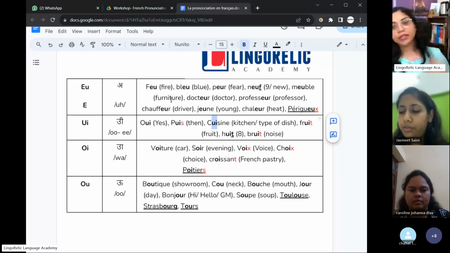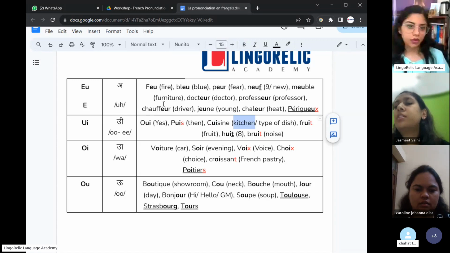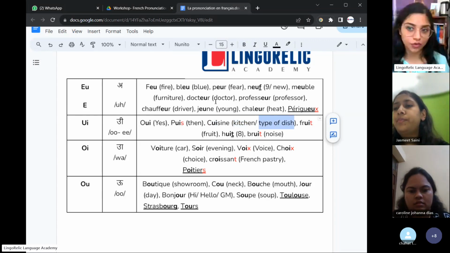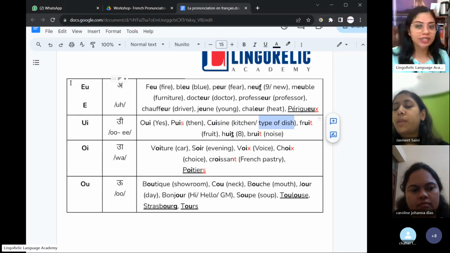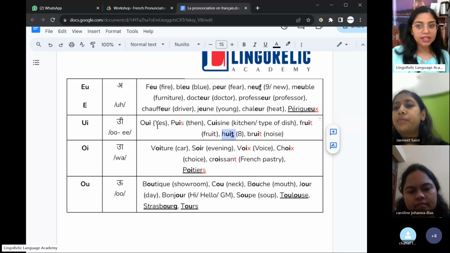Try this. Cuisine. This is kitchen. The word for cuisine means kitchen, and it is also used for the type of dish, as in la cuisine indienne, la cuisine française. Then next one. Fruit. Fruit. Oui. Next one. Oui. Wheat. Okay. Here the H is silent.